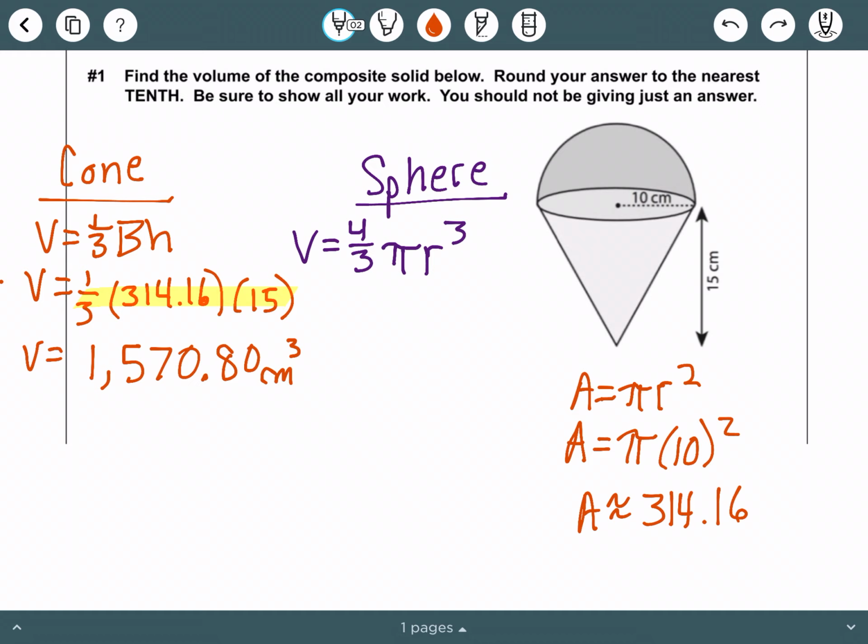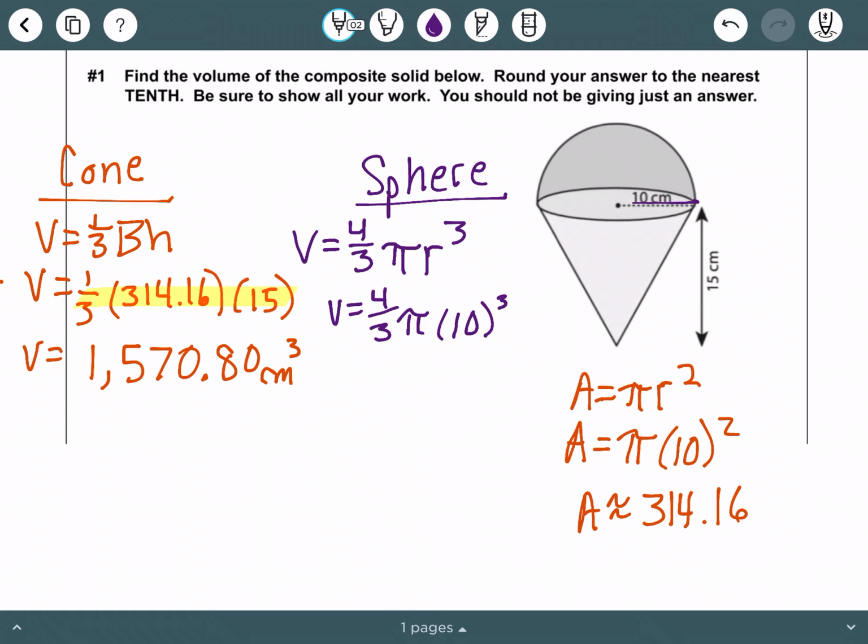Now we want to take a look at the sphere. And it's half a sphere, so we want to remember that. But we will deal with that once we get to the end and we find the volume. So let's find the volume of an entire sphere first. So again, it's 4/3 pi times the radius, and you can see the base of the cone and the base of the half sphere share the same radius, which is 10. So that's what we plug in for this formula.